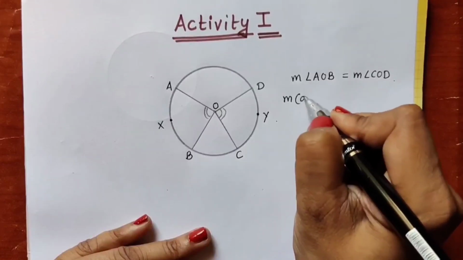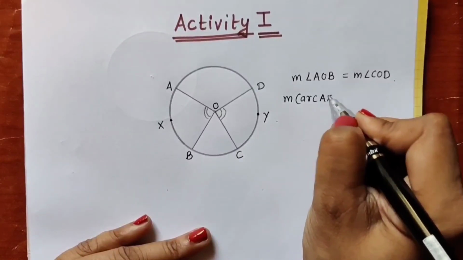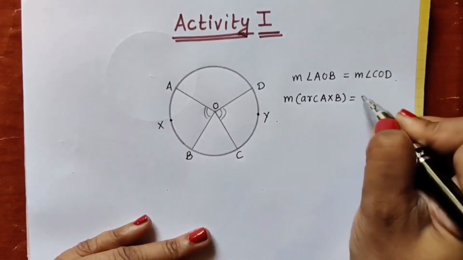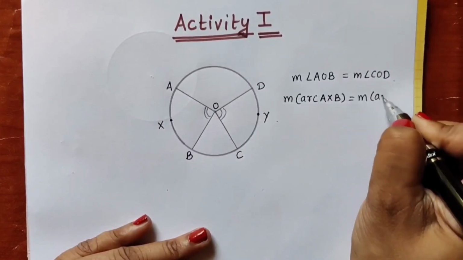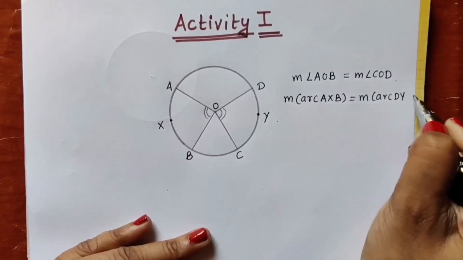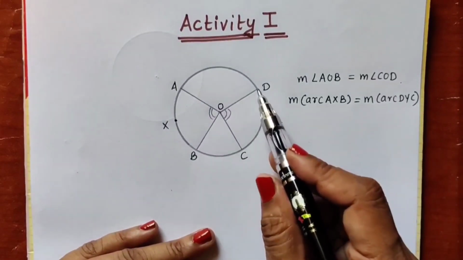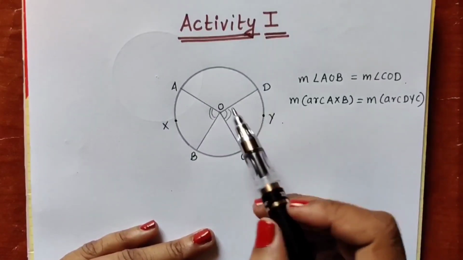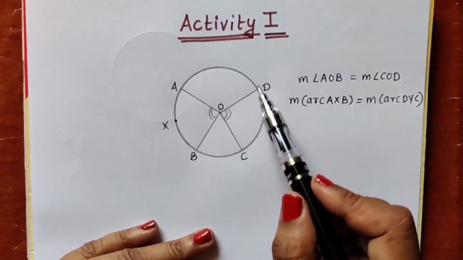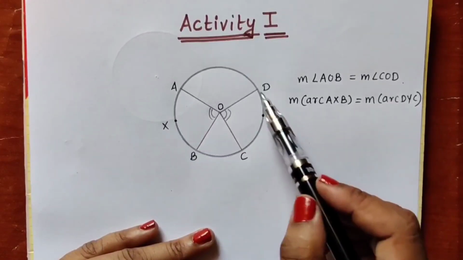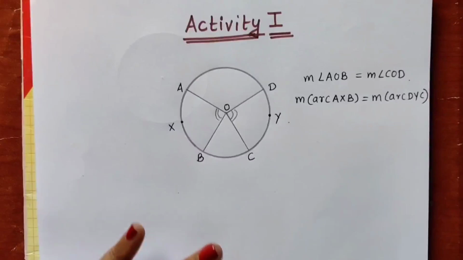That means the measure of arc AXB is equal to the measure of arc DYC, or CYD. We can write either CYD or DYC. So as these two angles are congruent with each other, these arcs are also congruent. Now what do we have to do?